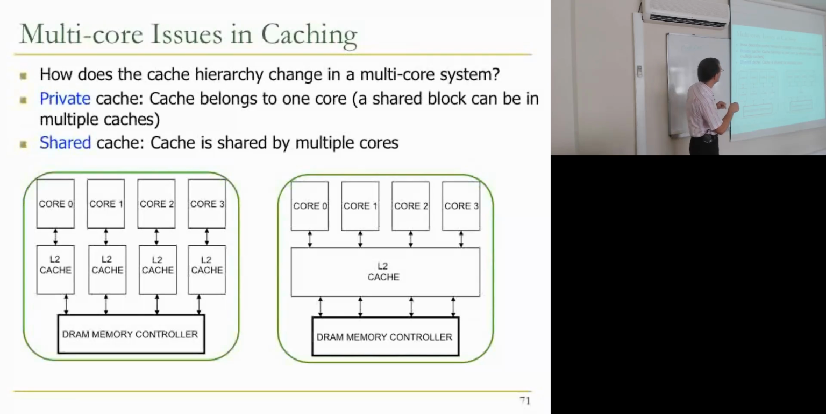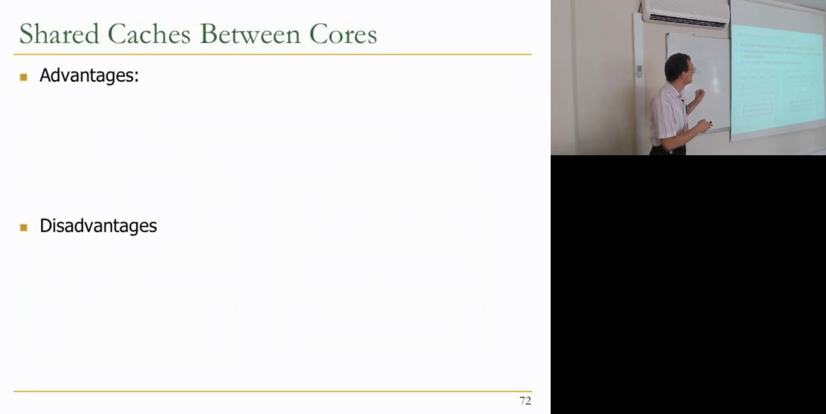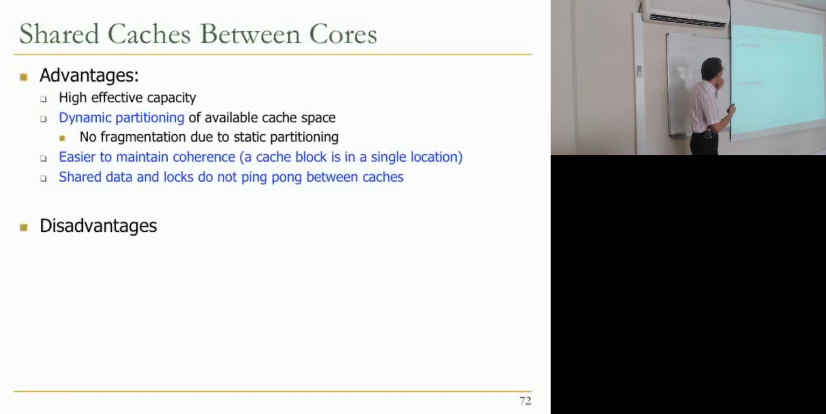And you can also have a shared cache. In this case, the cache is shared by multiple cores. So a shared block occupies a single space, which means that this is more efficient for shared blocks, right? So there are advantages and disadvantages to both approaches at the fundamental level.